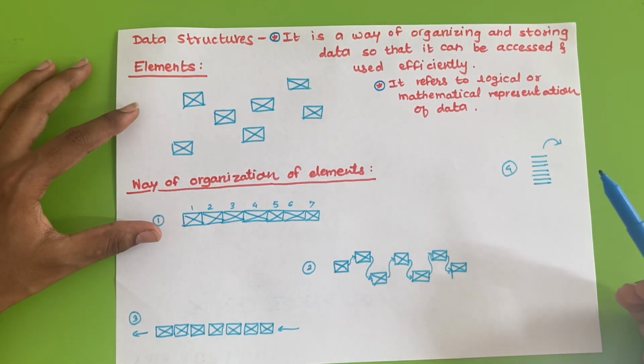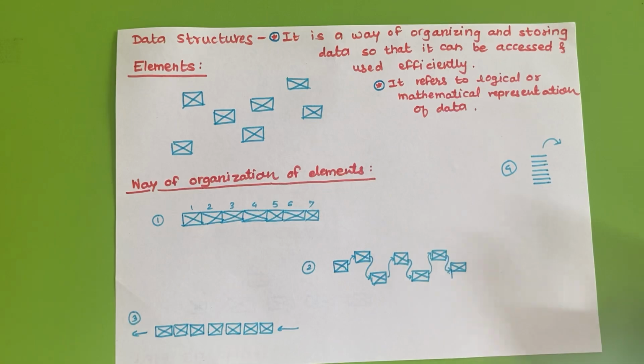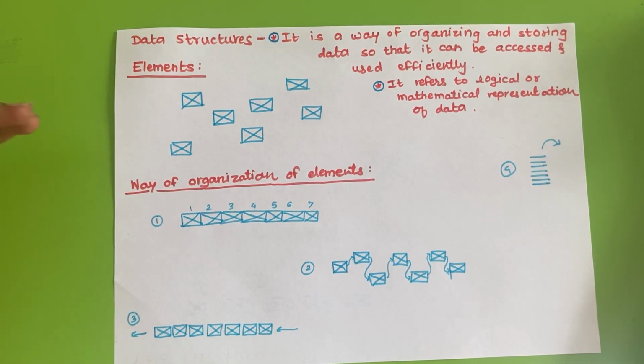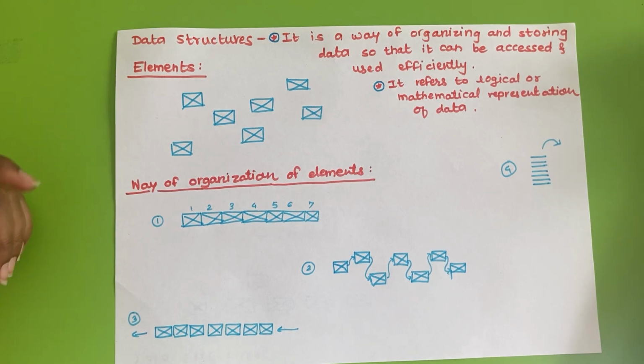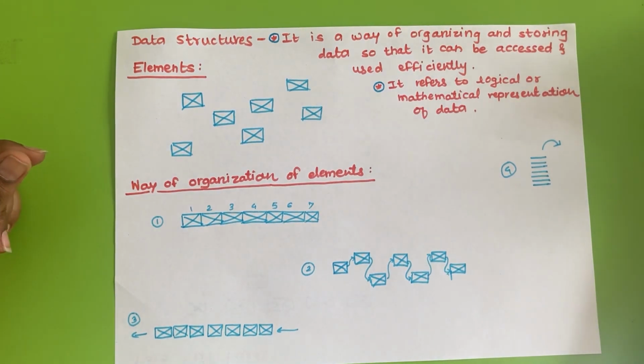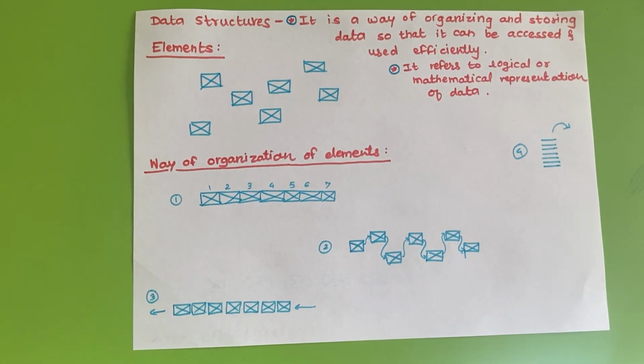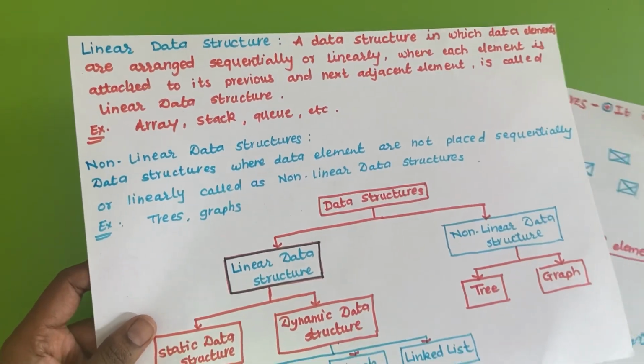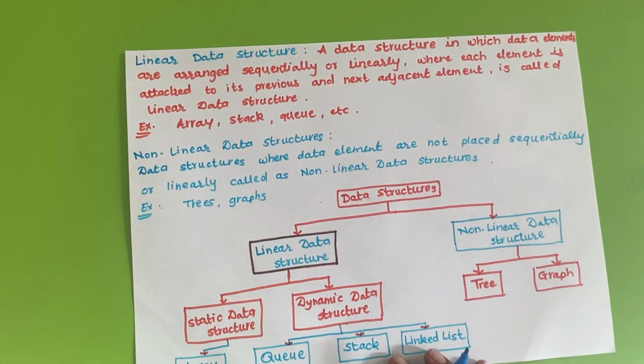Data structures refer to the logical or mathematical representation of data. We have a number of types of data structures like arrays, linked lists, stacks, queues, graphs, trees, etc. We will see them one by one. Before going into each and every type of data structure, we will see the broad categories of data structures. If you are comfortable with the concept of data structures, we will move to the next point, that is the classification of data structures. We will see what is meant by linear data structures and non-linear data structures.